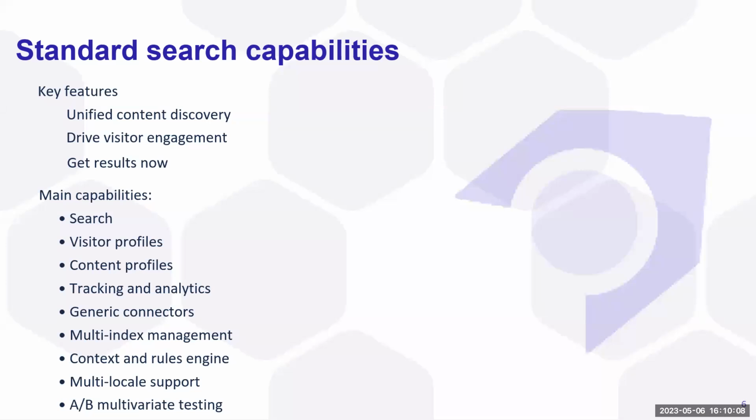Here are some key features of the platform, which include unified content discovery that combines multiple types of content into unified search experiences, as we discussed earlier. It has its own categories, attributes, languages, and tagging. It also provides customization on how content is matched, sorted, and promoted to meet the specific needs of your search and navigation. The second one is driving visitor engagement.